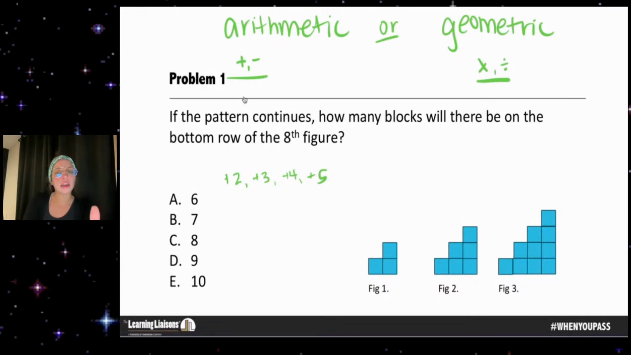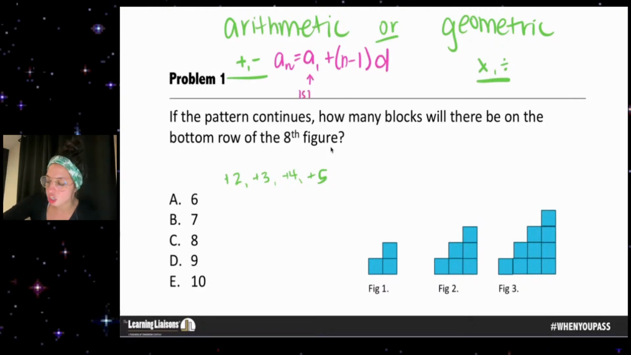Now, what is an arithmetic or a geometric sequence? Well, that's just kind of like a rabbit trail. But an arithmetic sequence is a sub n equals a sub 1 plus n minus 1 times d, where a sub 1 is the first term in the sequence. D is the common difference. So what are you adding? What are you subtracting? And n is the number term that you want.